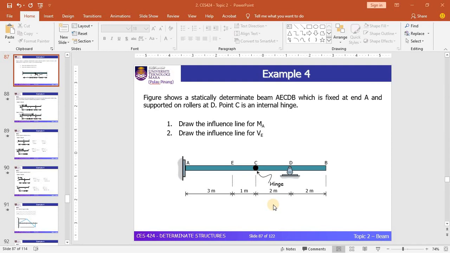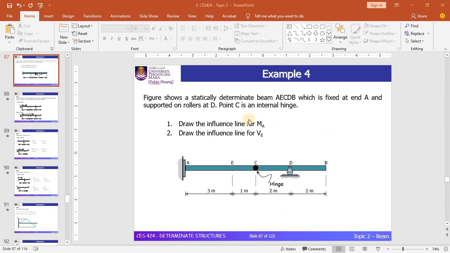Hi everyone. Okay, so in this session we will continue our lecture on the ILD. In the previous lecture we discussed examples 1, 2 and 3, and in those examples we dealt with the simply supported and the overhanging beam without hinge. Specifically in this example we will develop the ILD for the beam with hinge. So without further ado, let's discuss example 4.